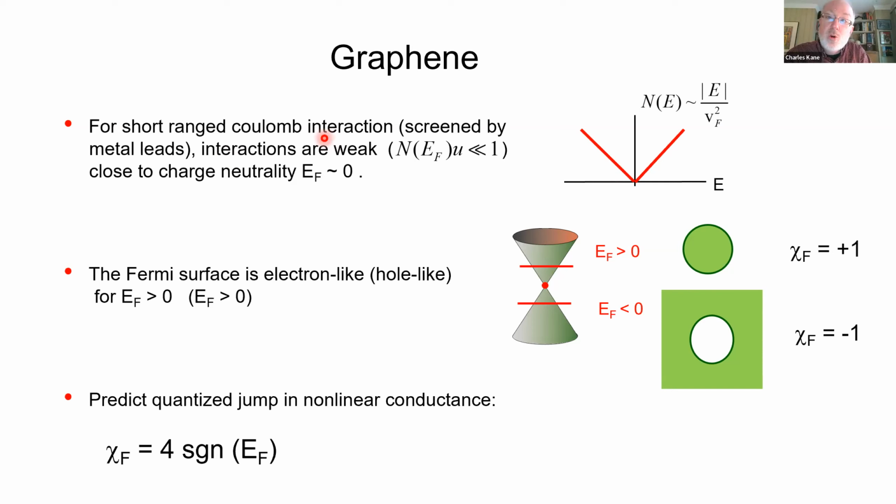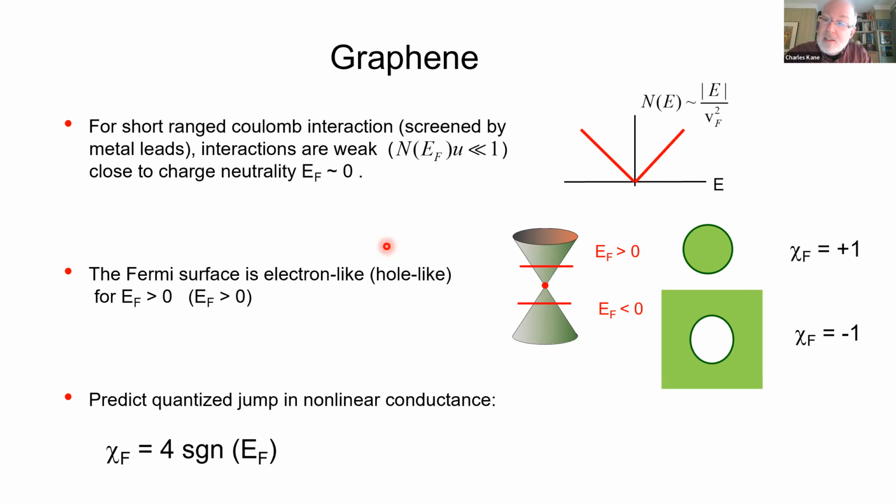So if you have graphene with a short-range Coulomb interaction that's screened, we have these metal contacts which are going to form a ground plane that'll screen the Coulomb interaction. So the Coulomb interaction is short-range. If you get close enough to the Dirac point in graphene, then the density of states is small. So perhaps one can get into a regime where the Fermi liquid parameters are small.